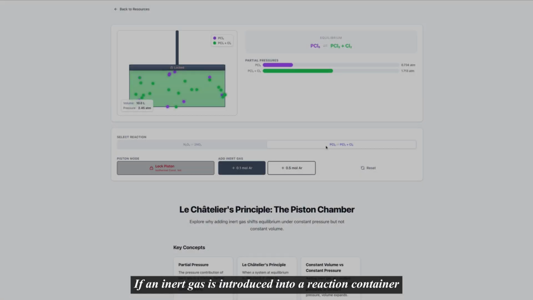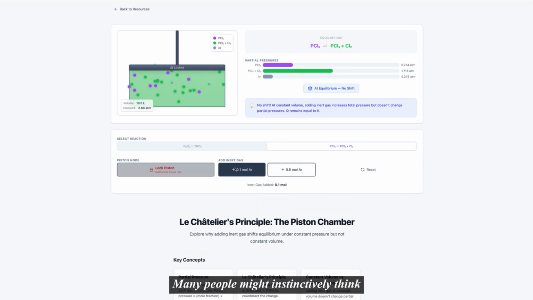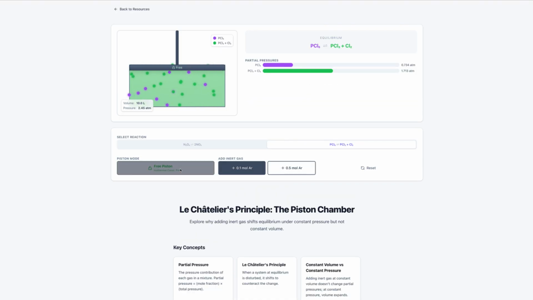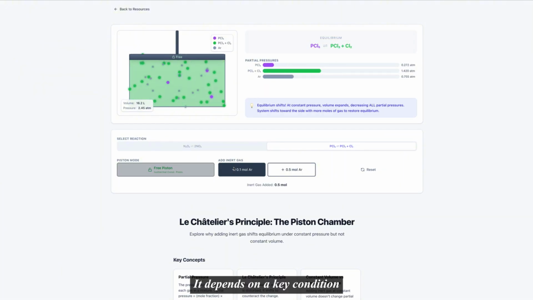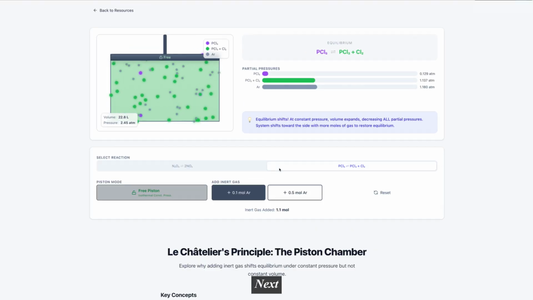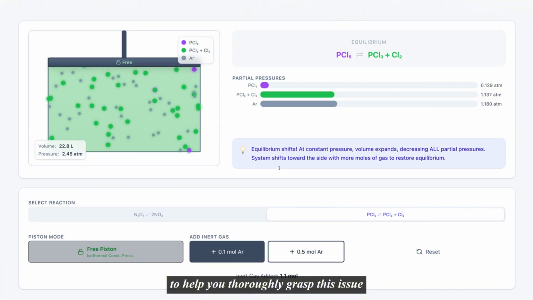If an inert gas is introduced into a reaction container, will the equilibrium shift? Many people might instinctively think, yes, because the pressure changes. But the real answer is, not necessarily. It depends on a key condition, which you may not fully understand. Next, I will use an interactive simulation experiment to help you thoroughly grasp this issue.